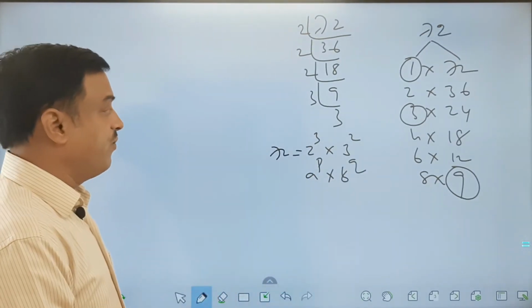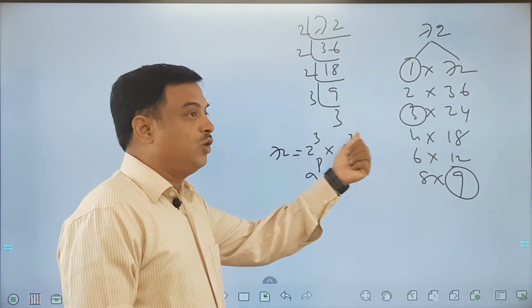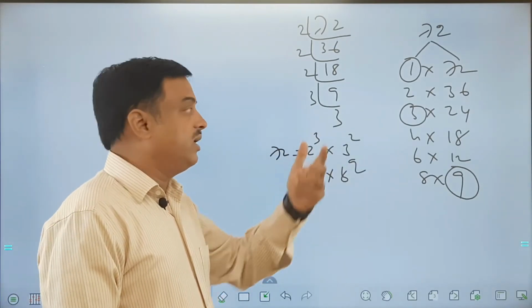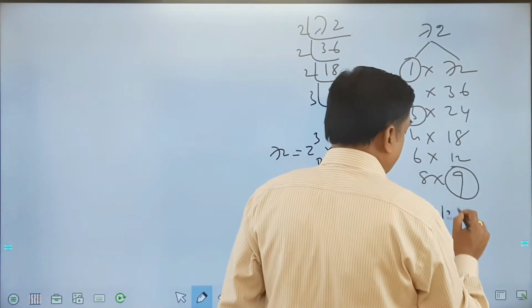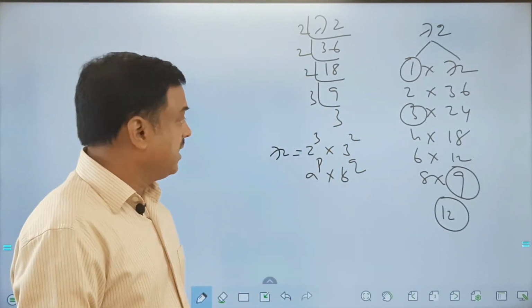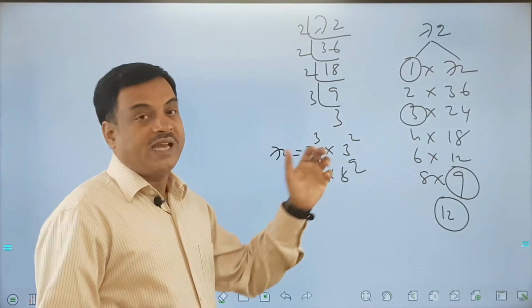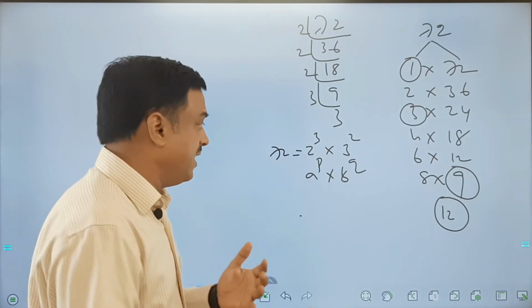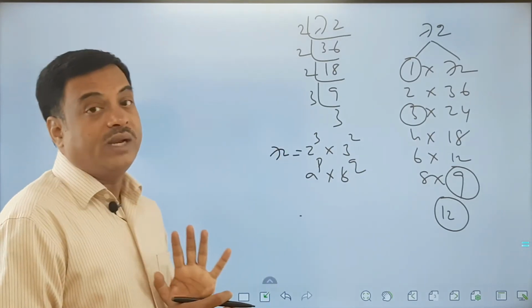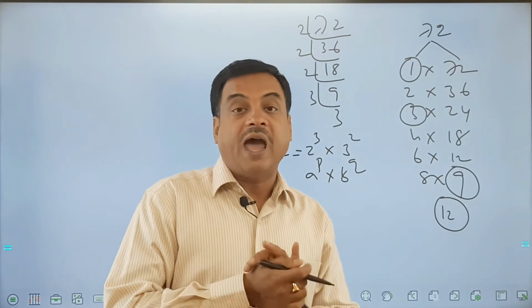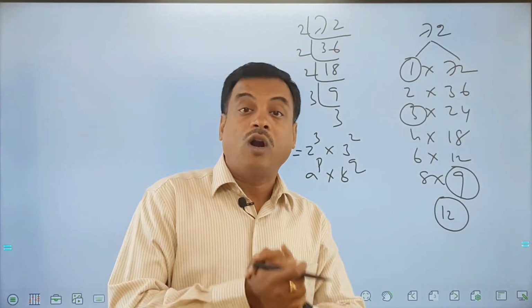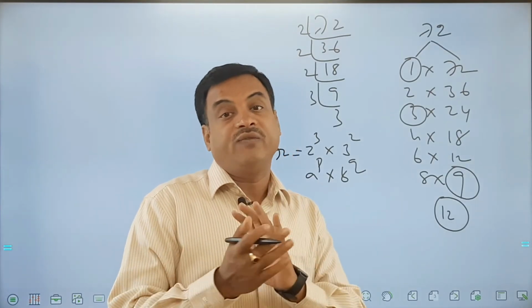Easily I can find the number of factors. 3 plus 1 is 4, 2 plus 1 is 3, 4 into 3, total 12. So you can see here we have 12 factors, correct? Add 1 to the powers and multiply. It's a simple way to get the number of factors. But here I am not trying to get the number of factors. Here I am trying to know how many odd factors there are and how many even factors there are.